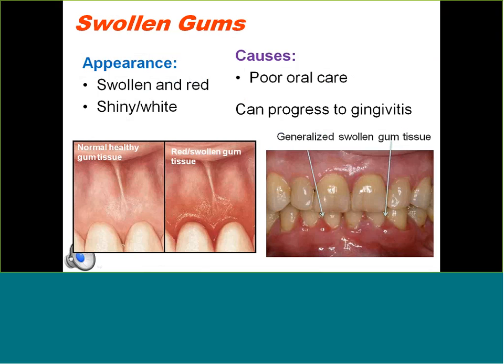On the following slide, we can see what swollen gums look like. On the picture on the left, we see a comparison between normal healthy gum tissue, which is firm and pink, as previously discussed, and red swollen gum tissue, which indicates presence of disease.